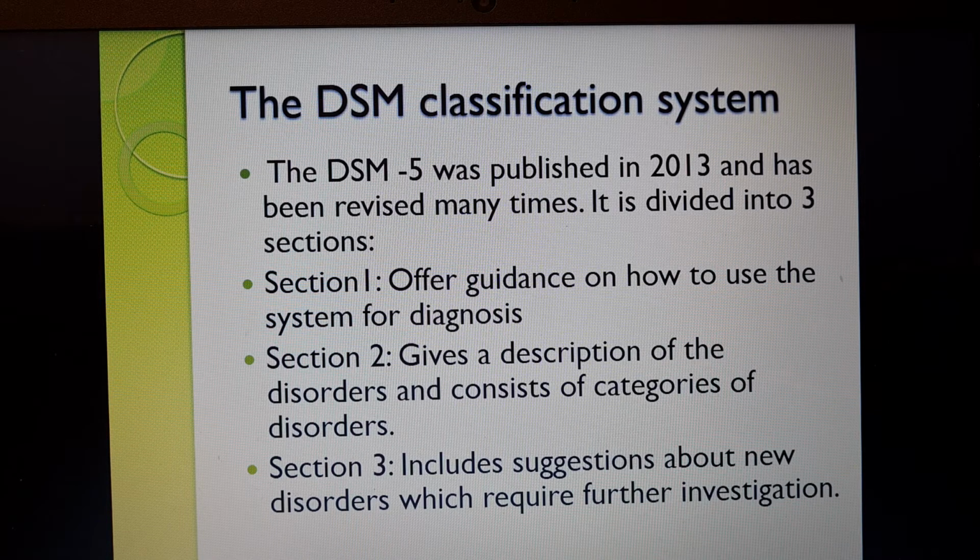And then the third includes actual suggestions about new disorders which might require further investigation, because often clinicians might be diagnosing a patient, but then they may come across a very random or unusual symptom which they've never seen or heard before. Therefore, this sort of looks at potential investigations that can be carried out into these areas.